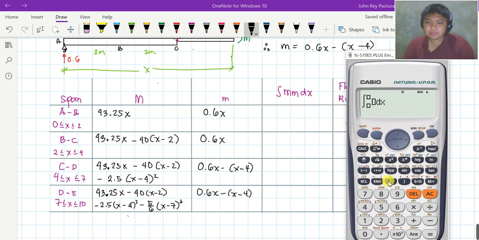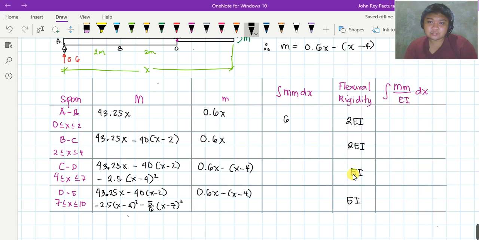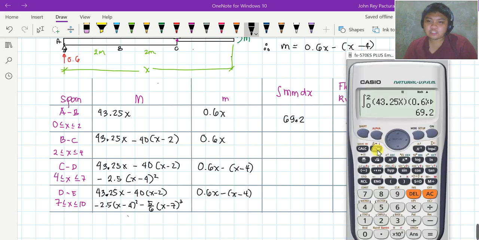So, halimbawa dito sa una, that is 43.25x, tapos 0.6x. So, ang limit natin ay from 0 to 2. Ang sagot natin dito ay 69.2. Okay? So, pagpatuloy nyo lang yung pag-integrate. So, 43.25x minus 40 ng (x minus 2). Tapos, 0.6x. Okay? Ang sagot natin dito from 2 to 4 is 324.4.